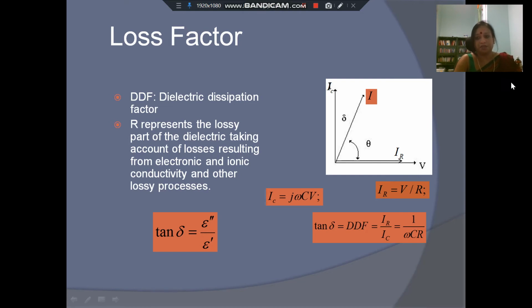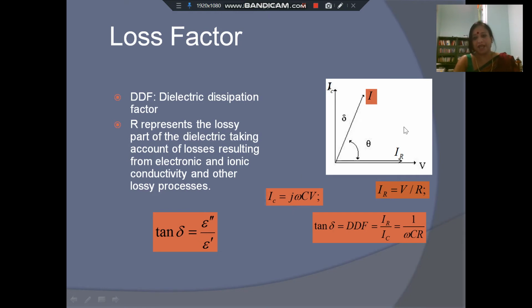an insulation system. If you have a dielectric material and you apply a direct voltage across it, there will be two currents flowing in the material. There will be a current IR, which is in phase with V, and that is given by the DC conductivity. IR is equal to V by R. And there will be a capacitive current, which is 90 degrees out of phase, given by j omega CV. So that is dependent on the frequency and the capacitance of the system.